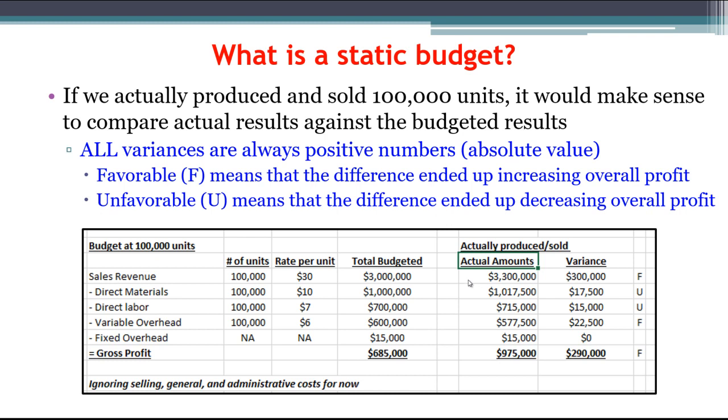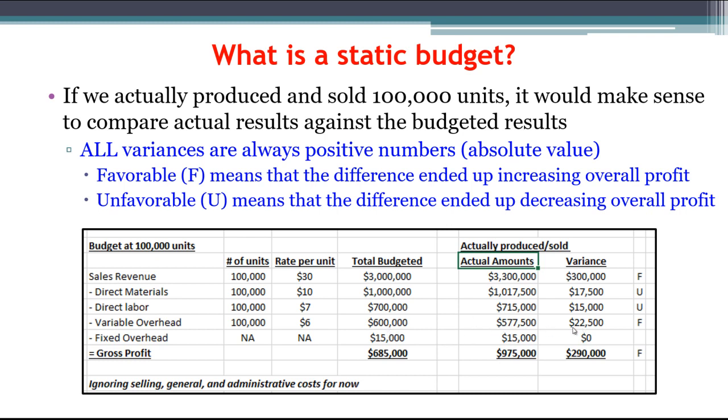So for revenues, more is a good thing. That positively impacts gross profit. We had more revenues than we budgeted for, so that $300,000 is favorable. For direct materials, hey, we had more than we budgeted for, but that's a cost. So more cost is unfavorable, but notice it's still a positive number. Direct labor, we had more costs. That's unfavorable. Variable overhead, we had a little bit less cost than expected.